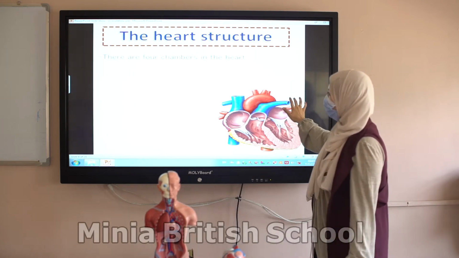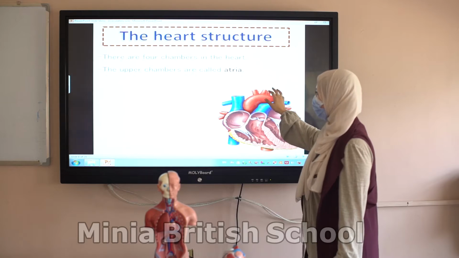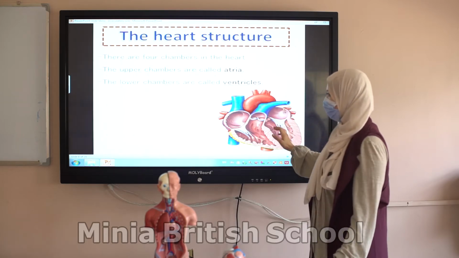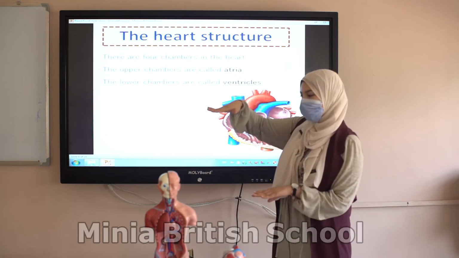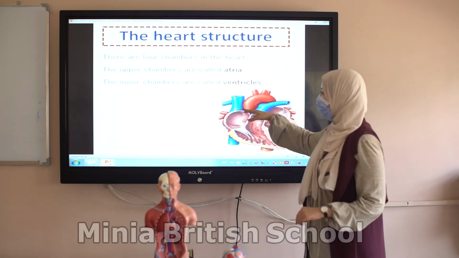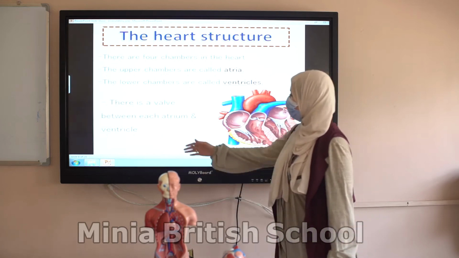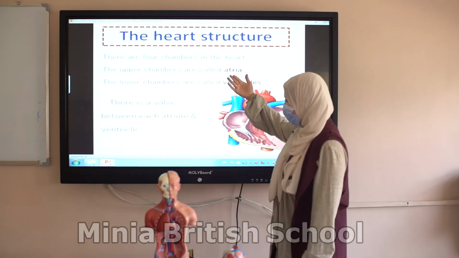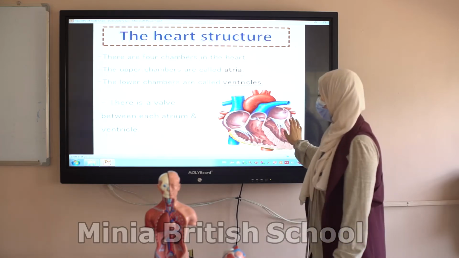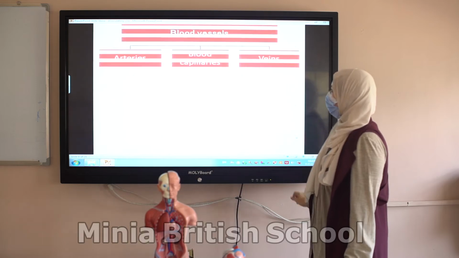Of the 4 chambers, the upper are called atria, and the lower chambers are called ventricles. And we said there is a valve between the atrium and the ventricle. Why? Excellent. To prevent the blood from returning back.